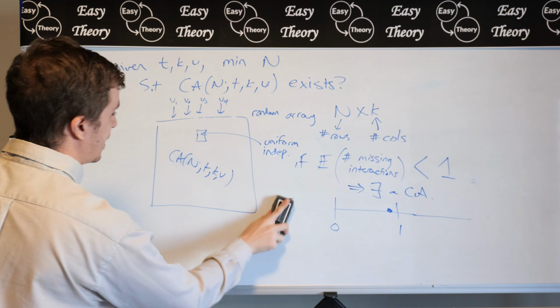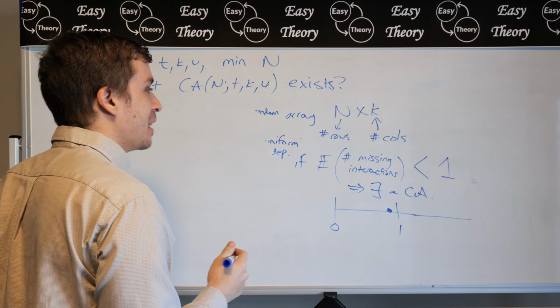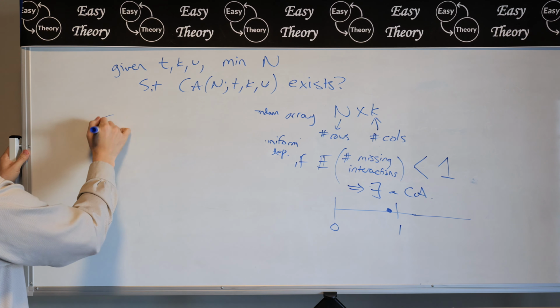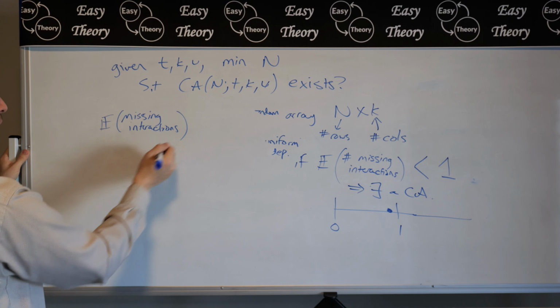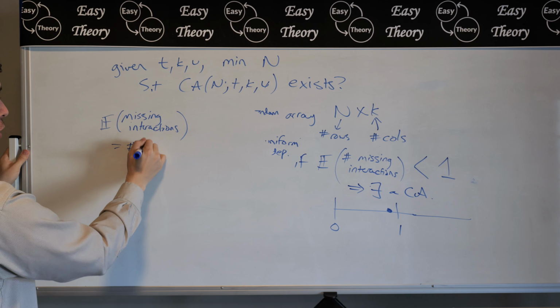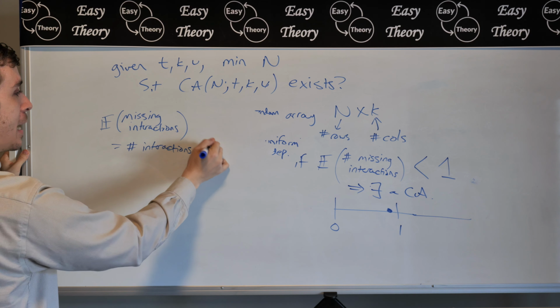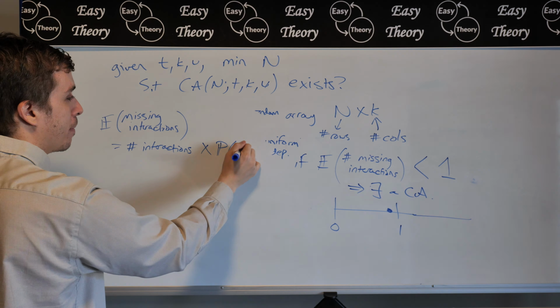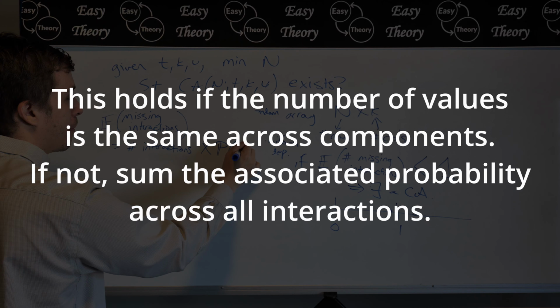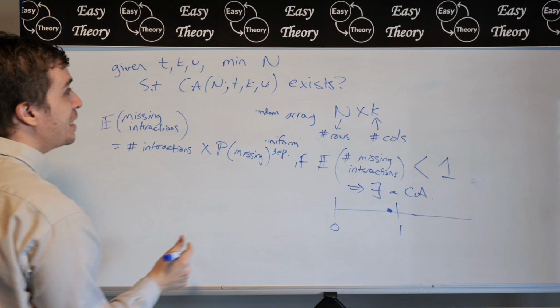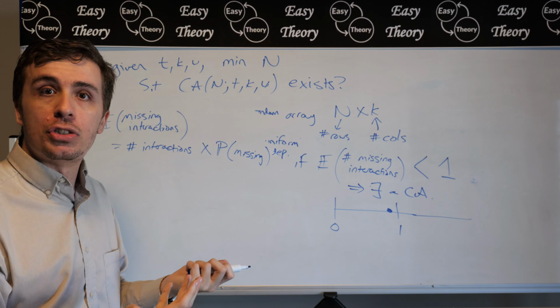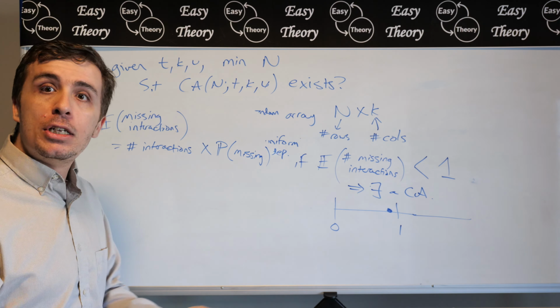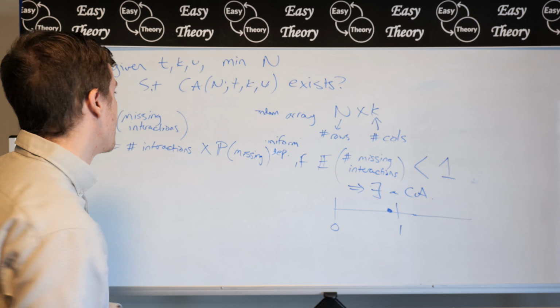Let's calculate this expectation. So what is the expected number of missing interactions? Well, the expected number of missing things is really easy to calculate. It's simply the number of interactions that exist at all times the probability that they're missing. Because the array is completely uniform, each of the entries is uniformly chosen at random, completely independently, so we can treat each one of them completely separately.